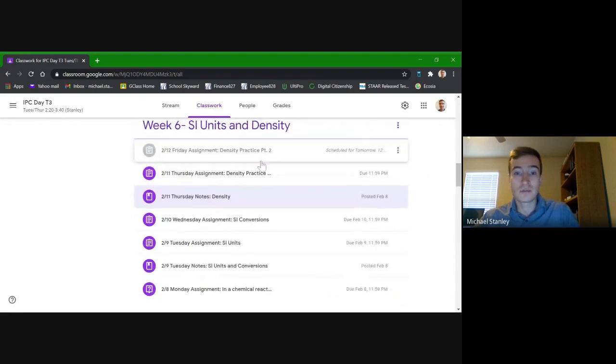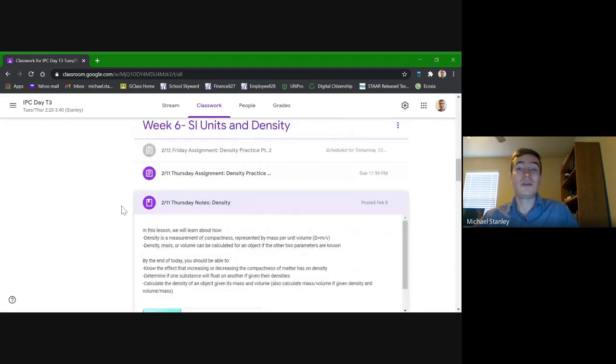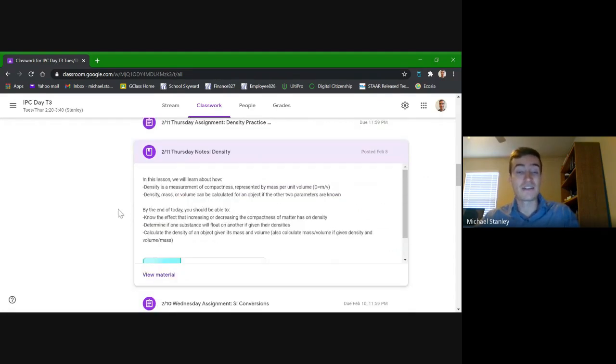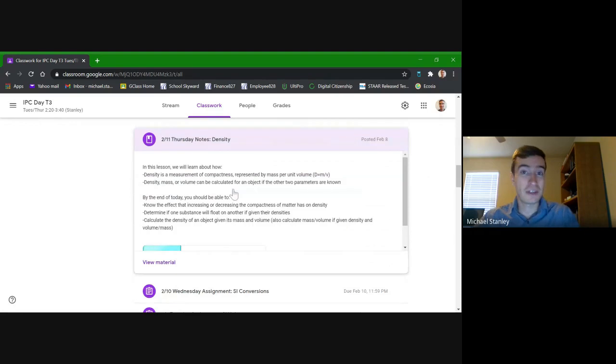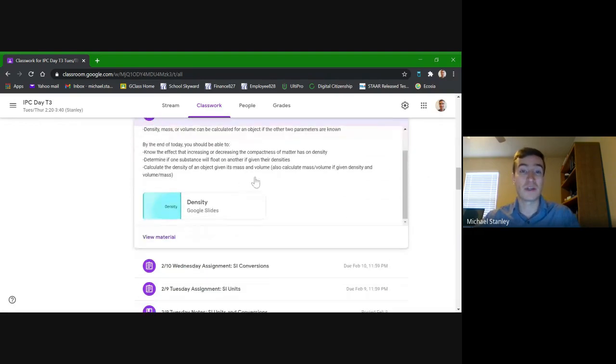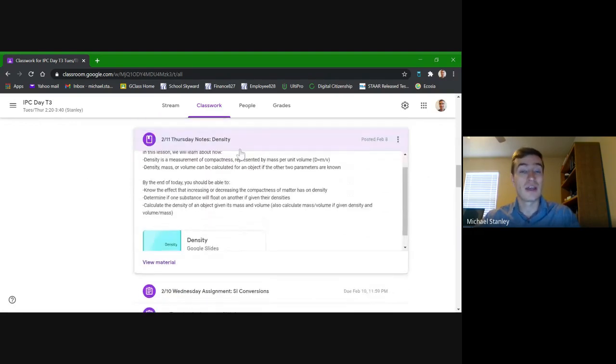Alrighty. So today we are going to be continuing on with this talk about measurements and the way scientists measure things. And today we're going to be talking about a specific thing that scientists sometimes want to measure about an object, and that is called its density.